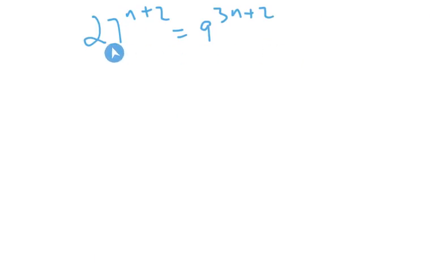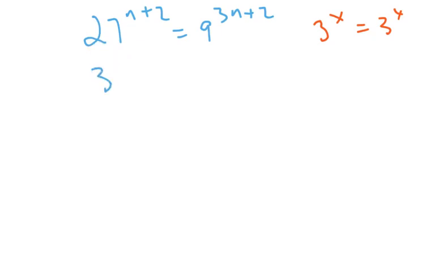Okay, so now we're trying to solve the equation. So we're trying to find what value of n makes it true. Just to remind you, if I have 3 to the power of x is equal to 3 to the power of 4, well, I know that x is equal to 4. So what I'm trying to do in this case is get both of these numbers, left and right, to have the same base. So the base is going to be 3.